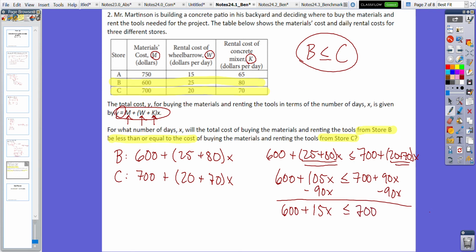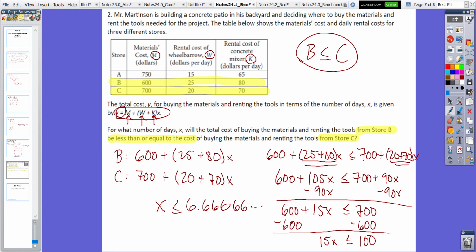So that rental cost difference between the 2 stores is that 15X. The material difference is going to be 600 when I subtract that from both sides. So 700 minus 600 gives me $100 right there. We're really seeing the difference between the rentals and the material cost here. So the last step should be dividing everything by 15. I ran out of space on my screen here. That's okay though. If I divide both sides by 15 on this inequality, I get X is less than or equal to 6.666666, and so on.